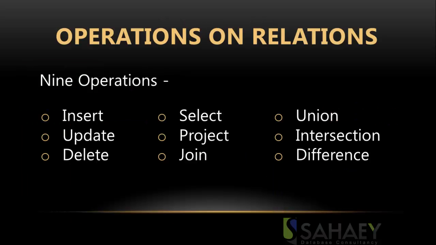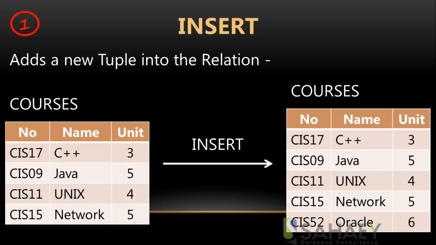In a relational database, we can define several operations to create new relations based on existing ones. We define 9 operations in this section. The first operation, insert, is a unary operation, that is, it is applied to a single relation. This operation adds a new tuple into the relation.